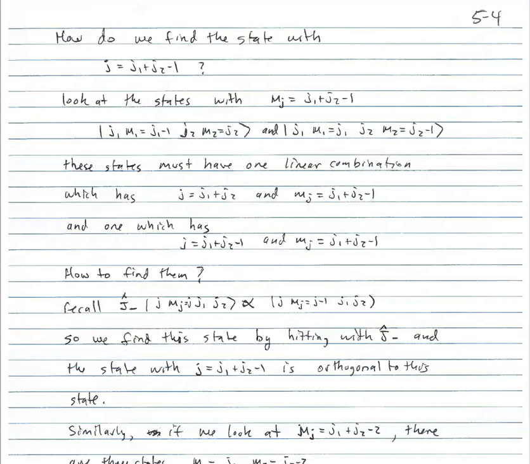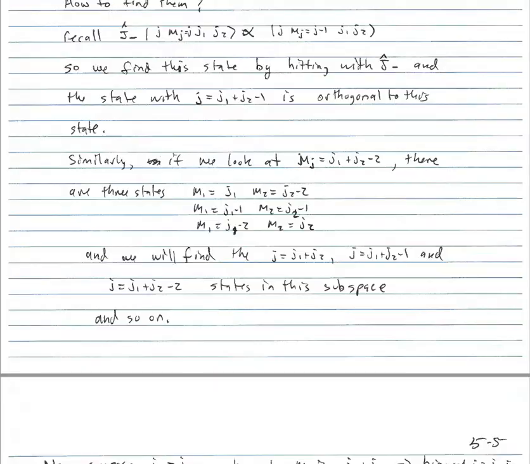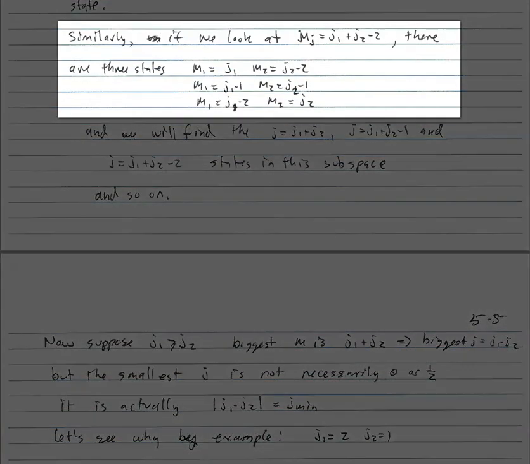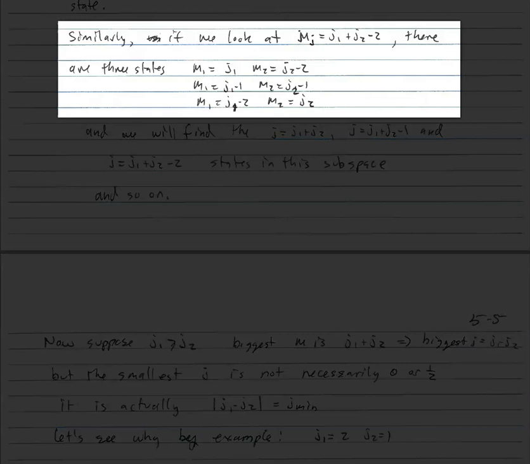All right. Now, if we go one less, we just keep up the same procedure. So now we have three states. We have a state that has m1 equals j1, m2 equals j2 minus 2. We have m1 equals j1 minus 1, m2 equals j2 minus 1. We have m1 equals j1 minus 2, m2 equals j2. And that's it. There's only three states that have mj equals j1 plus j2 minus 2.